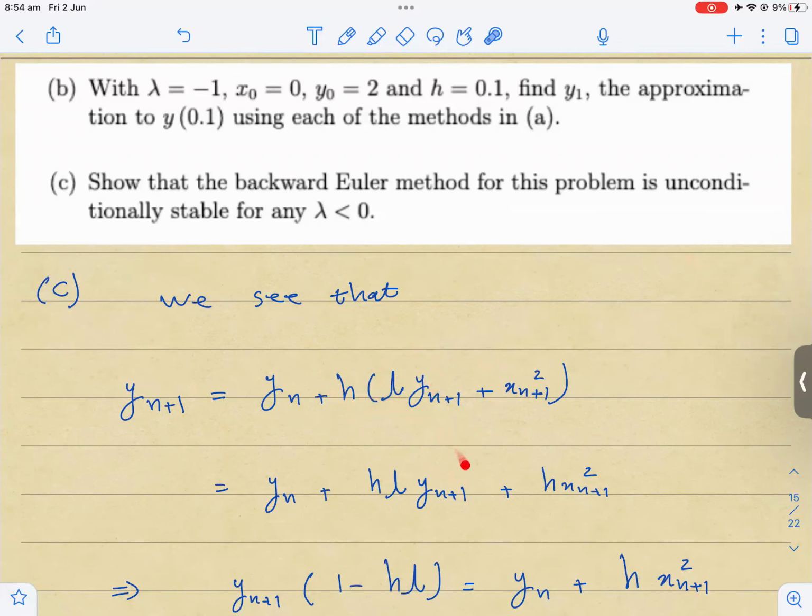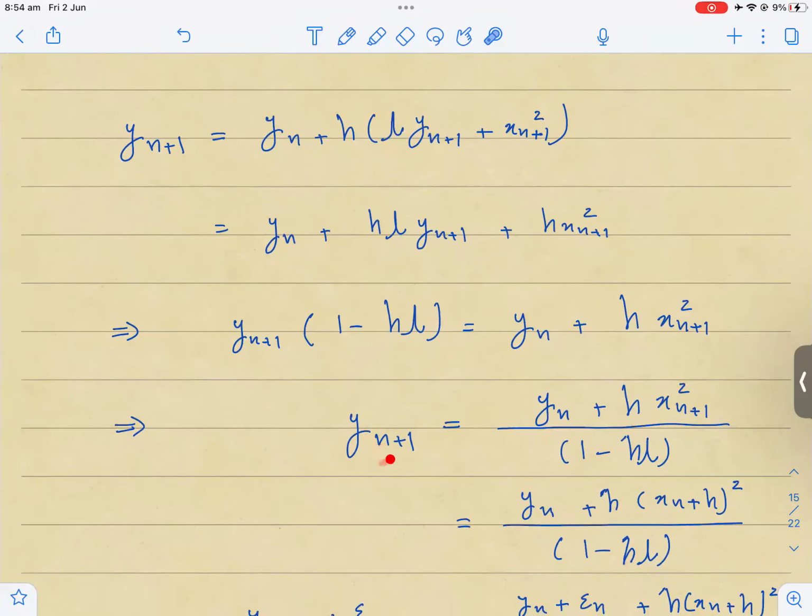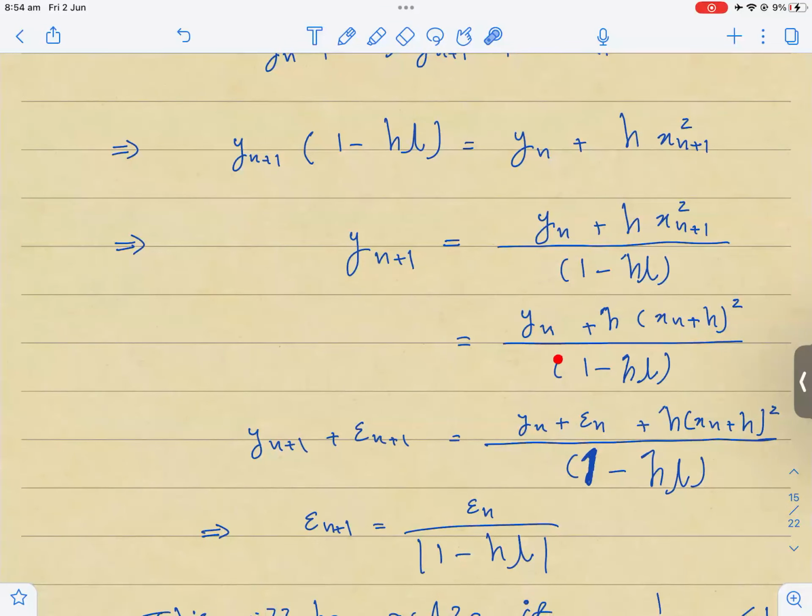Distributing h inside the parentheses, I get this y n plus 1, and y n plus 1 is obtainable like this. All right. So what I did here, instead of x n plus 1, I just did x n plus h here. To say that this really works, if y n is added by something, then y n plus 1 should be added by something else.